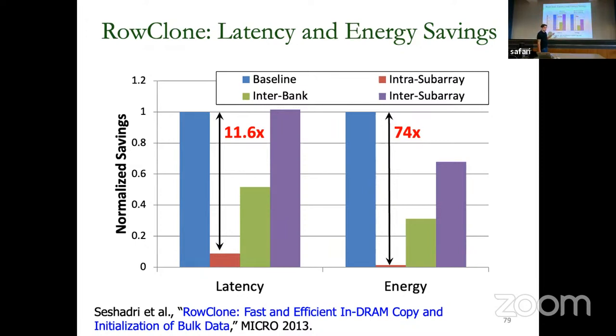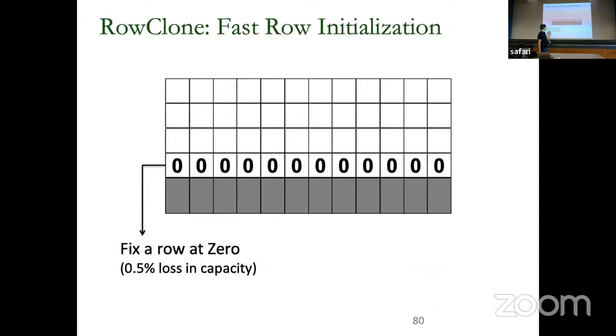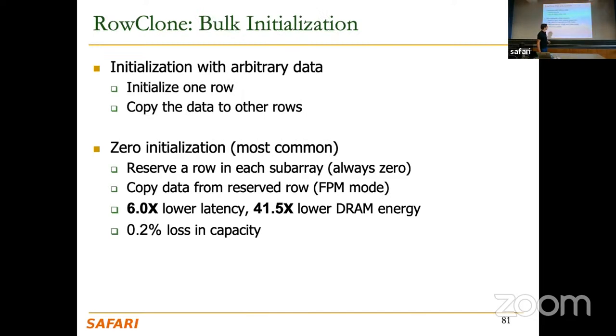RowClone can be used to copy and also to initialize. If you want to do so, you'll need to reserve some rows for the data that you want to use to initialize. For example, everything equals zero, right? And that can be done at very small loss in capacity, because you need to reserve a row per subarray to do so. But it provides also interesting improvements in terms of latency and energy consumption.